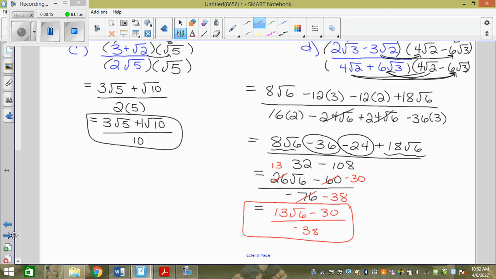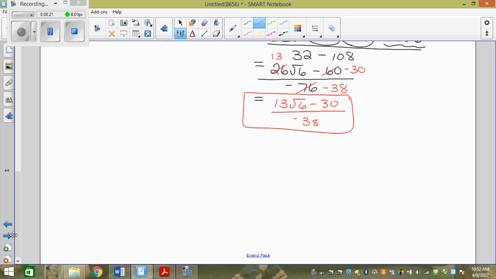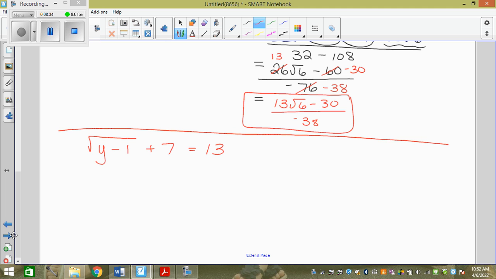So for our examples on page 8, we have square root of y minus 1 plus 7 equals 13. Now this is where I'm going to get into restrictions. I didn't talk about restrictions to this point, even though I know we had variables under radicals, because I didn't want you to get overwhelmed with them. I just wanted you to learn how to add, subtract, multiply, divide, and not really think about the restrictions.